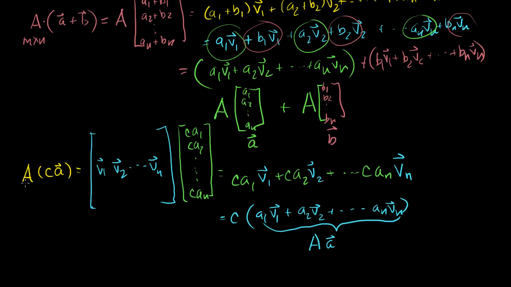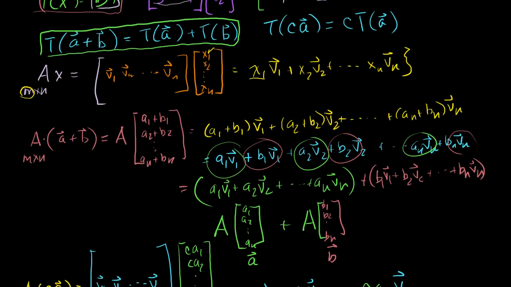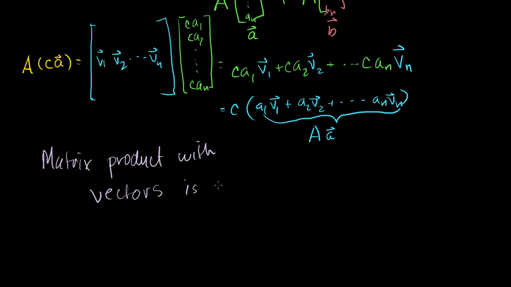So I just showed you that if I take my matrix and multiply it times some vector that was multiplied by a scalar first, that's equivalent to first multiplying the matrix times the vector and then multiplying by the scalar. So we've shown that matrix vector products satisfy both conditions of linear transformations. So the big takeaway, and this is an important takeaway, is that matrix multiplication, or matrix products with vectors, is always a linear transformation.